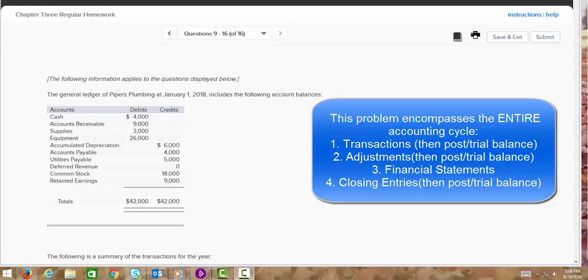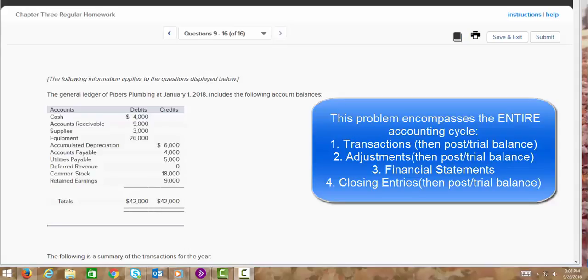And I will give you 3 attempts just in case you would like to work through this problem and you've already submitted twice. So question 9 through 16 is the entire accounting cycle. You're going to have to record transactions. As I posted on that video, the entire cycle starts with transactions and then it goes to adjustments and financial statements and closing. So you will do all of those steps.